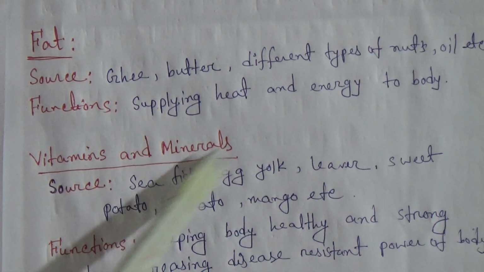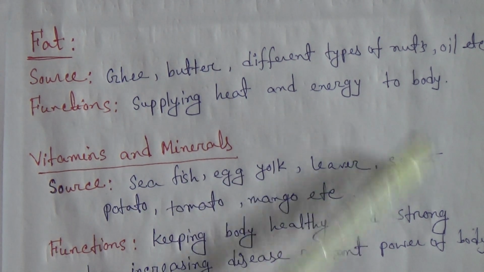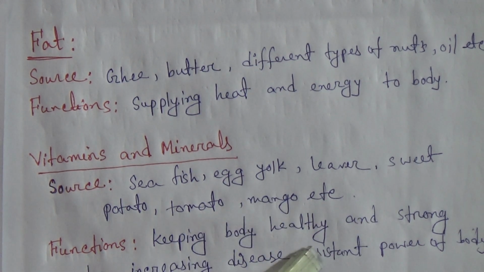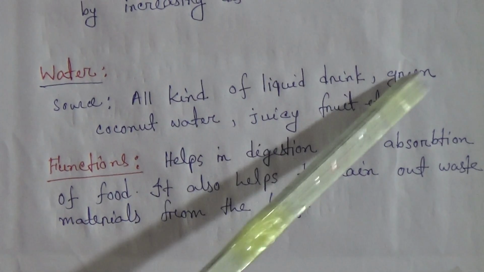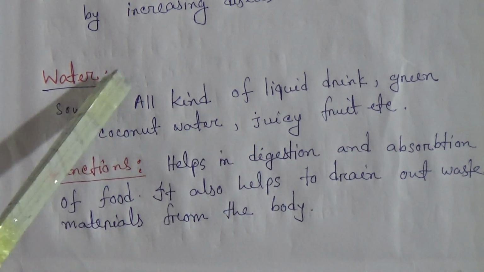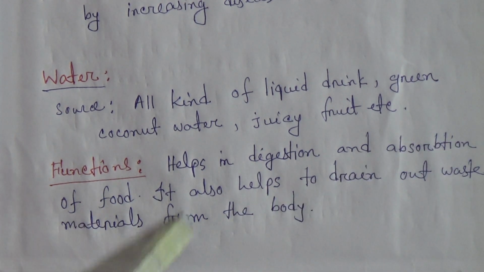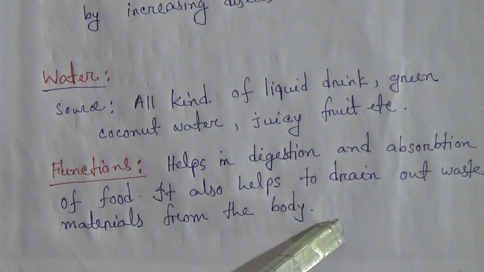Now, vitamins and minerals source: sea fish, egg yolk, liver, sweet potato, tomato, mango, etc. And functions: keeping the body healthy and strong by increasing the body's disease resistance power. Now, last point, water. Source: all kinds of liquid drink, green coconut water, juicy fruit, etc. are the sources of water. Functions: helps in digestion and absorption of food. It also helps to drain out waste materials from the body.